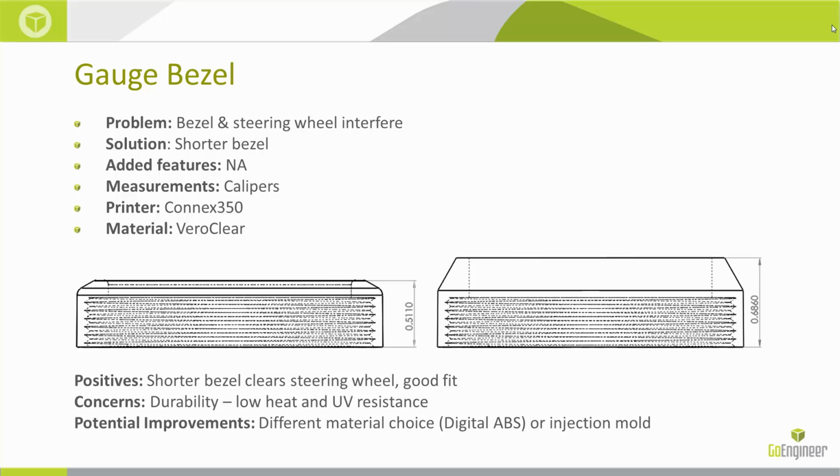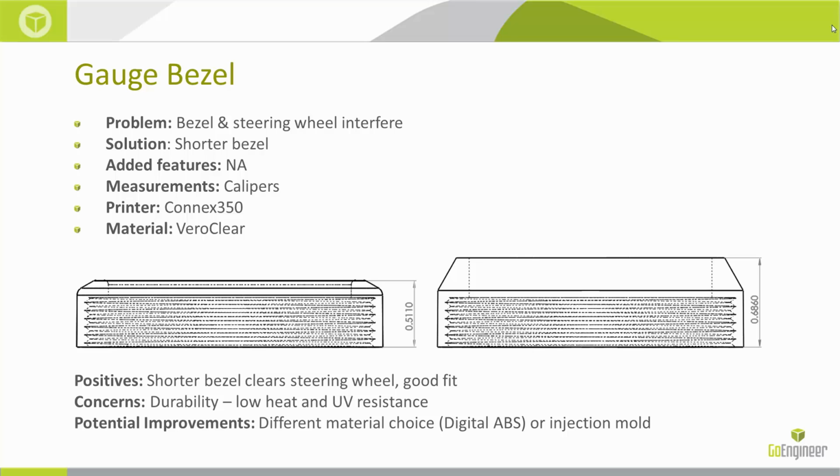So, potential improvements: a different material choice, sticking with the PolyJet technology, but doing a digital ABS material would be a lot more solid. Or even printing out a little short run injection mold of this and doing a benchtop injection mold, a one-off thing.